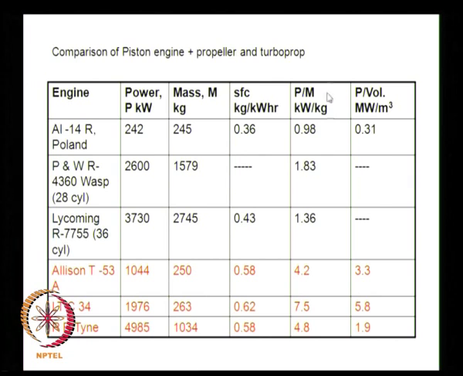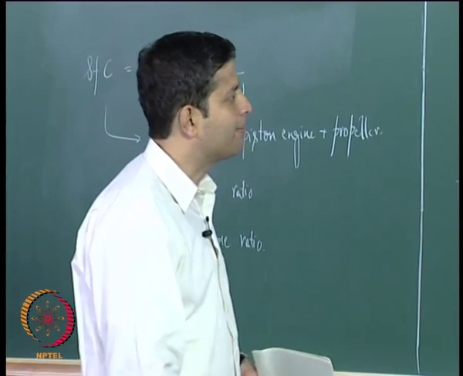And therefore consequently you have the power to weight ratio, the power to mass ratio, is something like 7.5 for a turboprop, whereas it's around 2 for a piston engine plus propeller. So it reduces the weight of the engine dramatically.